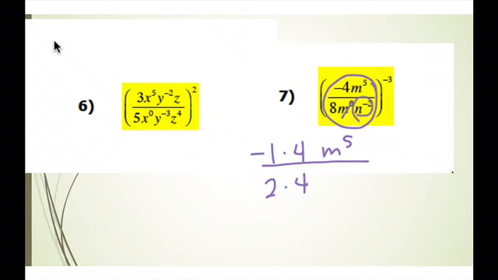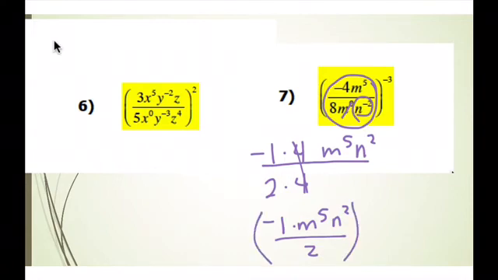And then n to the -2nd, that's going to be on the top as n to the 2nd. So what I've got is -1 times m to the 5th, n to the 2nd, over 2. Now you don't have to write -1, but there does have to be a negative on there. Okay, next thing is we've got a -3 exponent. So the negative part of that tells me everything needs to be in a different place, so everything switches position.